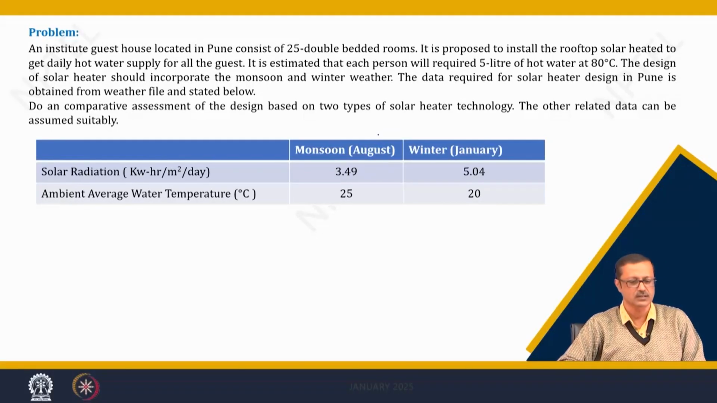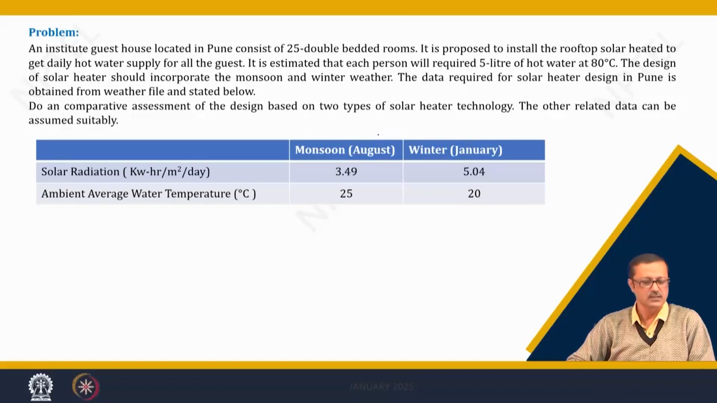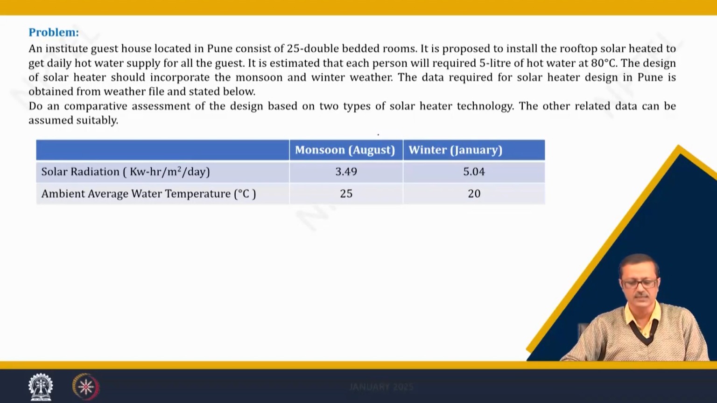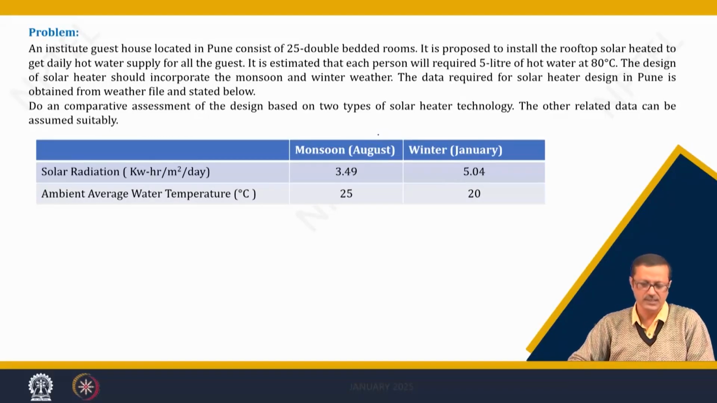The design of the solar heater should incorporate the monsoon and the winter season. The data are given below, for the monsoon time and the winter time, August and January in Pune. So, what are the data? The solar radiation in kilowatt hour per meter square per day is 3.49 for monsoon and 5.04 for winter. Whereas, the ambient temperature of the water is about 25 degree in monsoon time and 20 degree in winter time.